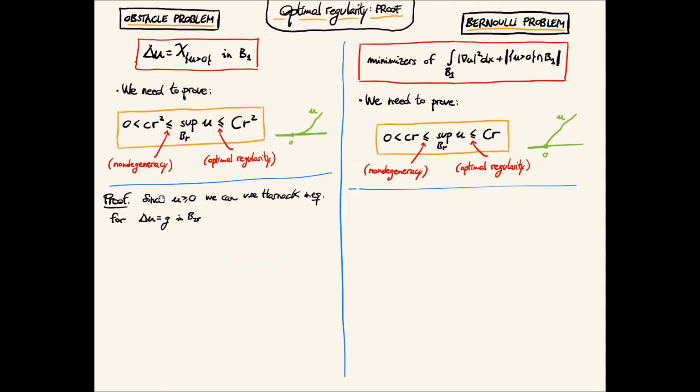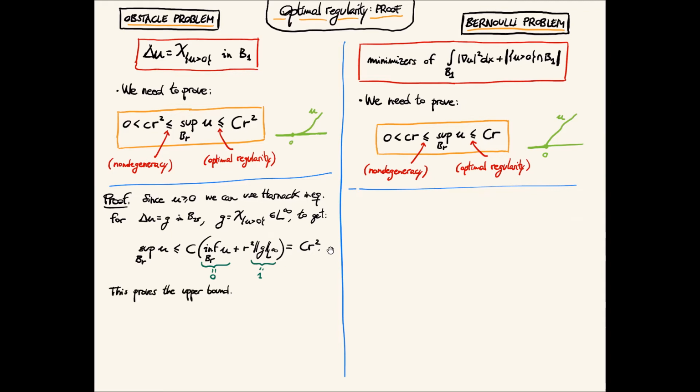The Harnack inequality with an L infinity right-hand side already tells you that the supremum is bounded by the infimum plus R squared times the L infinity norm. But the infimum is 0 and the L infinity norm of the right-hand side is 1, so you get C R squared. So this is very easy.